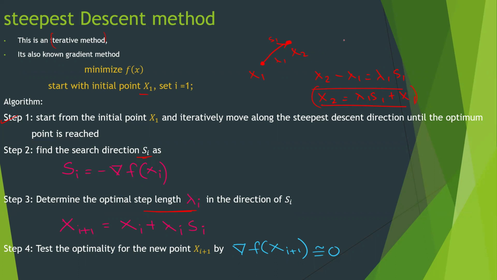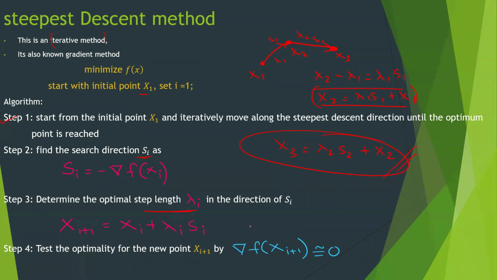Suppose you need the third iteration. Again, we need to find a search direction, that is s2, and we get another point, the third iteration point, that is x3, and the optimal step length is lambda 2. So I get my third iteration x3 is equal to lambda 2 s2 plus x2. So this is my third iteration point.